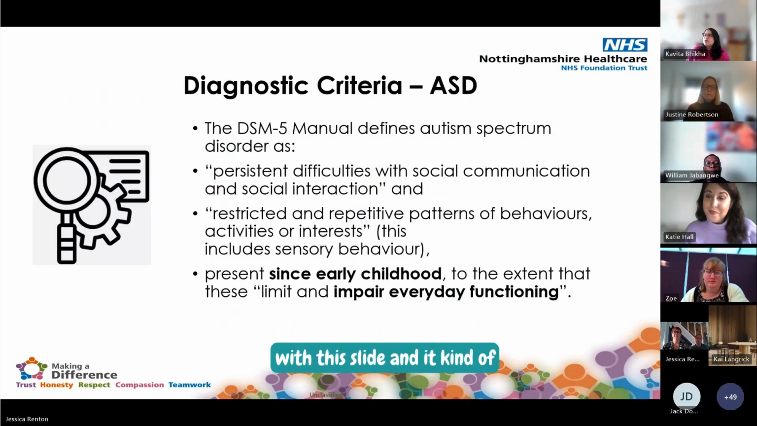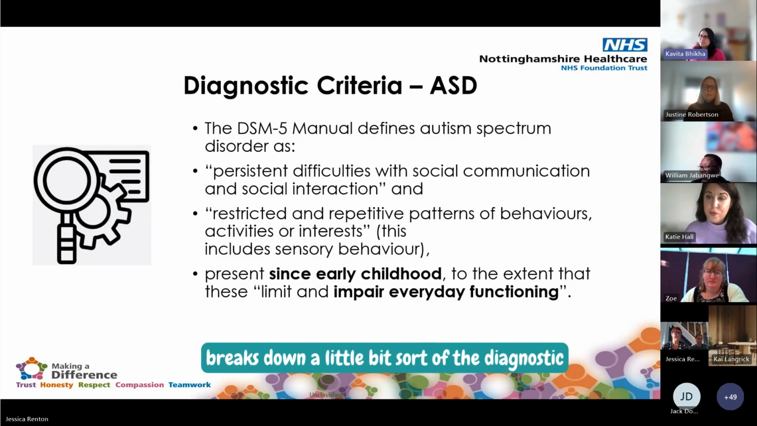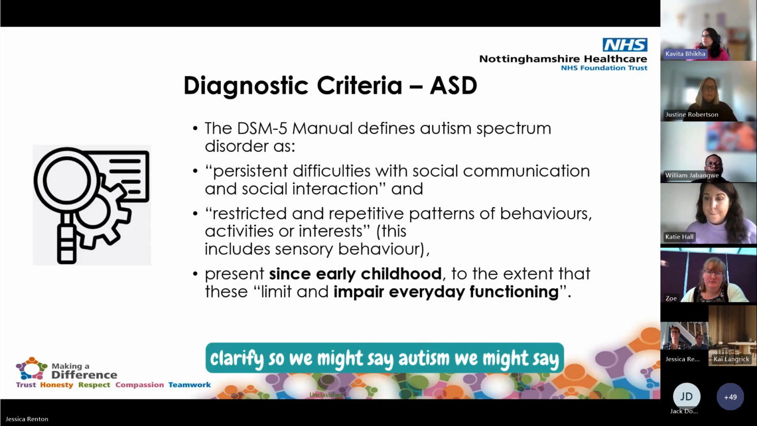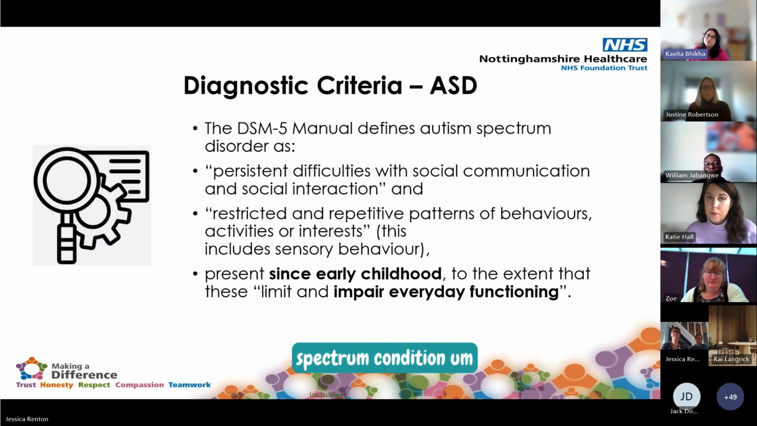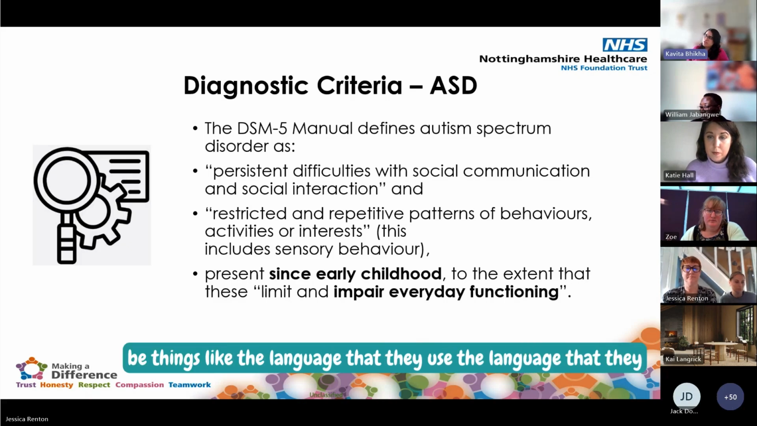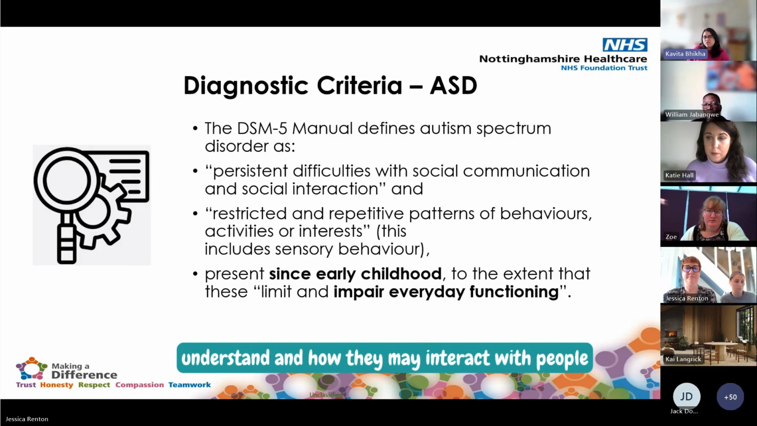So with this slide, it breaks down a little bit the diagnostic criteria and the diagnostic manual that's used. That's the DSM for assessing autism. Just to clarify, we might say autism, autism spectrum disorder, autism spectrum condition, or ASD. They all mean the same sort of thing. In terms of the criteria, a person must have persistent difficulties with social communication and social interaction. This might be things like the language that they use, the language that they understand, and how they may interact with people.